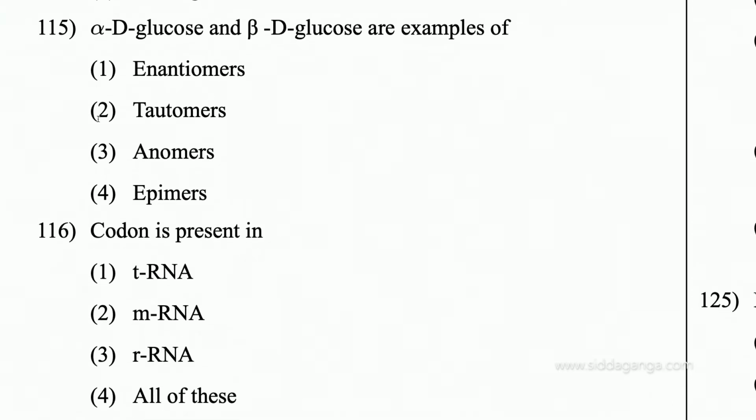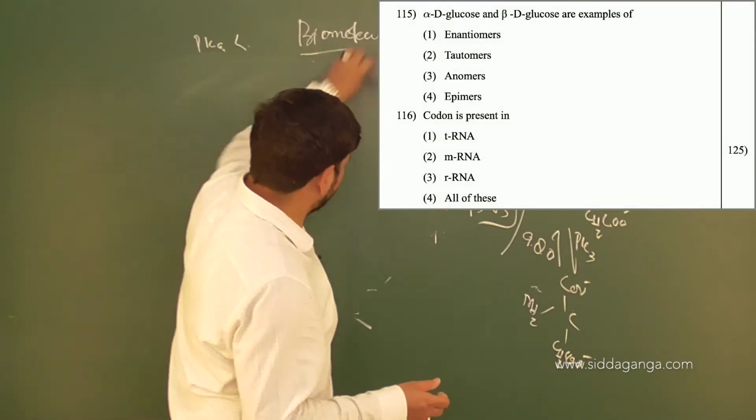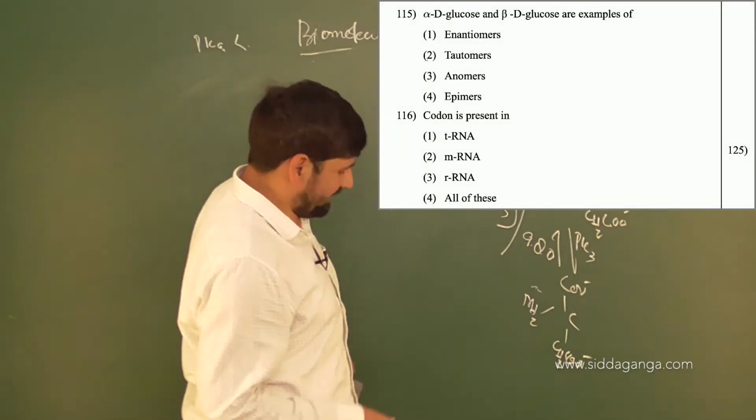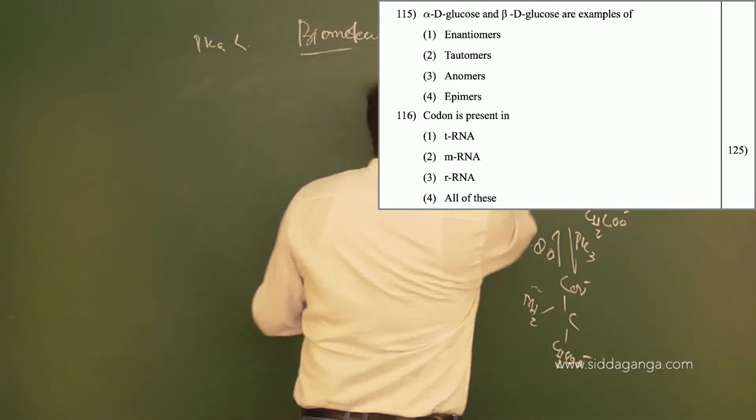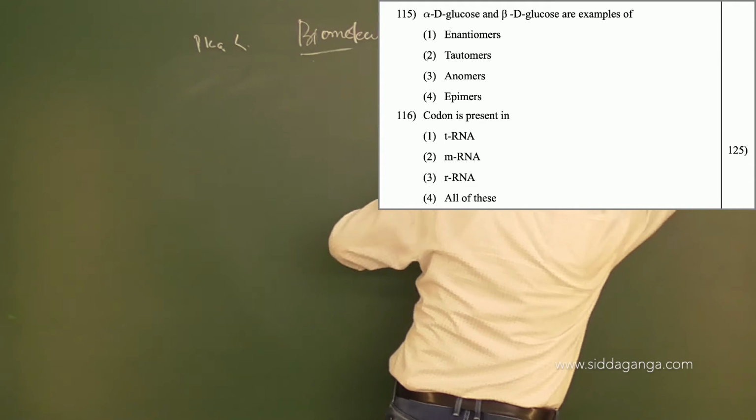Next question. Question 115. Alpha D glucose and beta D glucose are very simple. Alpha D and beta D glucose, if you want to see, what are those two, children? Tell me. Alpha D glucose and beta D glucose differ from each other at what position?